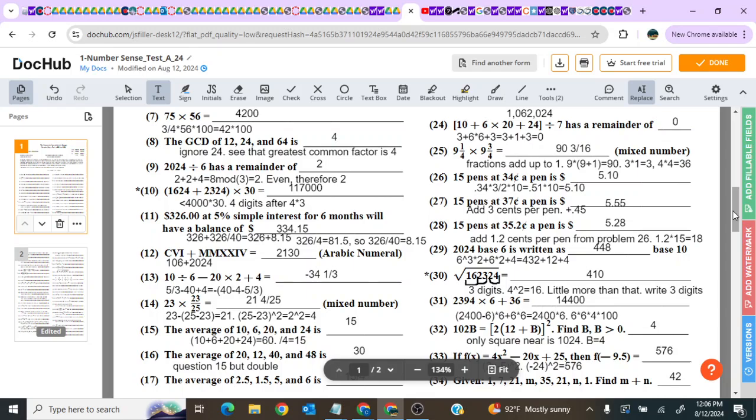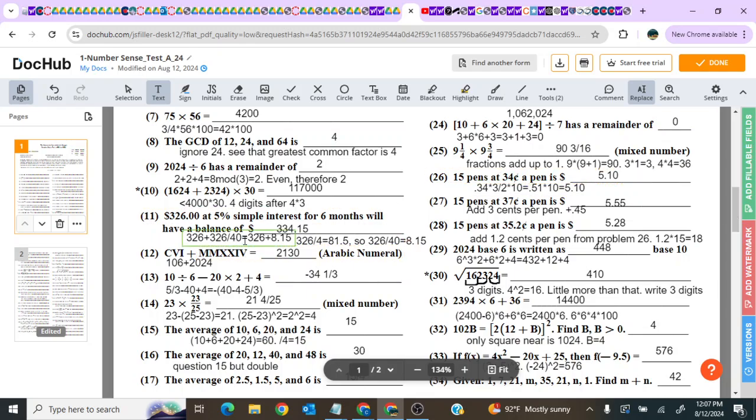$326 at 5% simple interest for 6 months will have a balance of what? Well, 5% simple interest for 6 months, so that's half a year. So divide that 5% by 2, and you get 2.5%, which is equivalent to multiplying it by 1 over 40. So 326 plus 326 over 40.